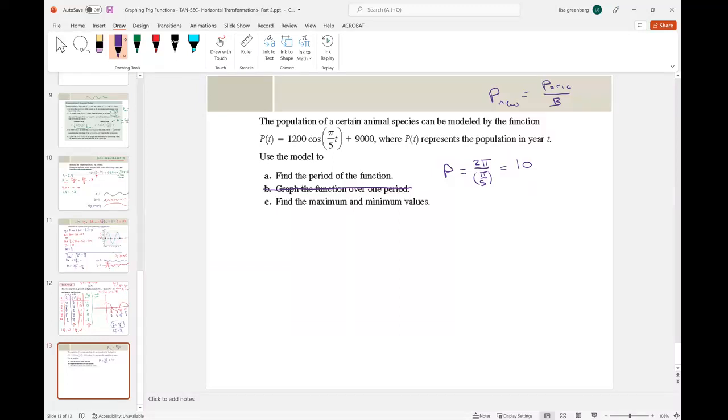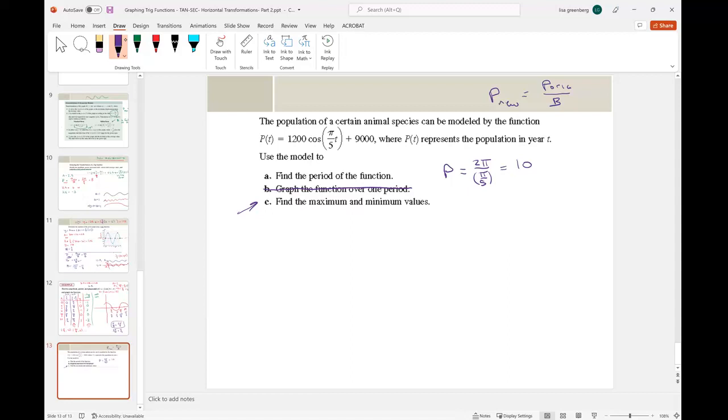All we have is an amplitude of 1200 and a vertical shift of 9,000. Okay. So if I want to find the maximum and minimum values, I think this is a nice, thoughtful question. How would I do that? When you think about this, how would I find the maximum and minimum values? Can't you use the amplitude? You can use the amplitude, absolutely. What are you going to do with the amplitude? I don't know. I have no idea.